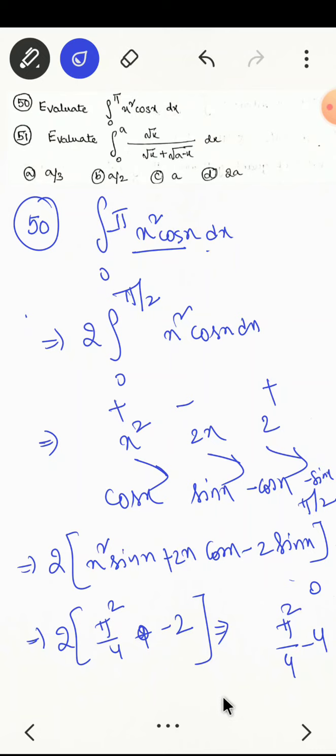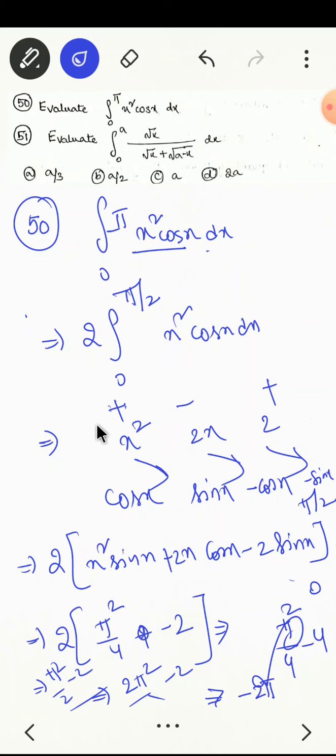So I am getting 2 into pi square by 4 minus 2. The 2 gets cancelled, so I can write it as pi square by 2 minus 4. That will be the correct answer for this problem.